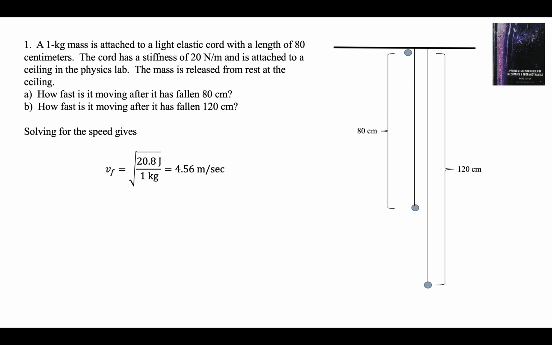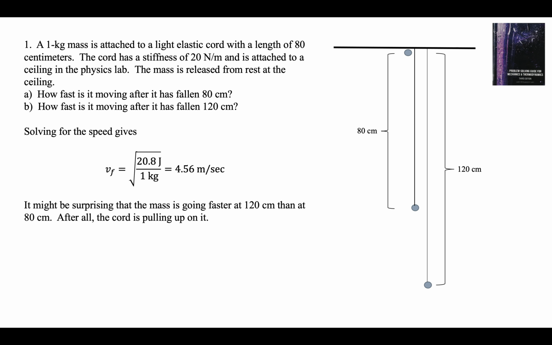So it's going 4 meters per second after it fell 80 centimeters, 4.56 after it fell 120 centimeters. Initially, it might be surprising that it's going faster. The cord's slowing it down, right? Well, actually, it's pulling up on it, but it's not yet slowing it down.